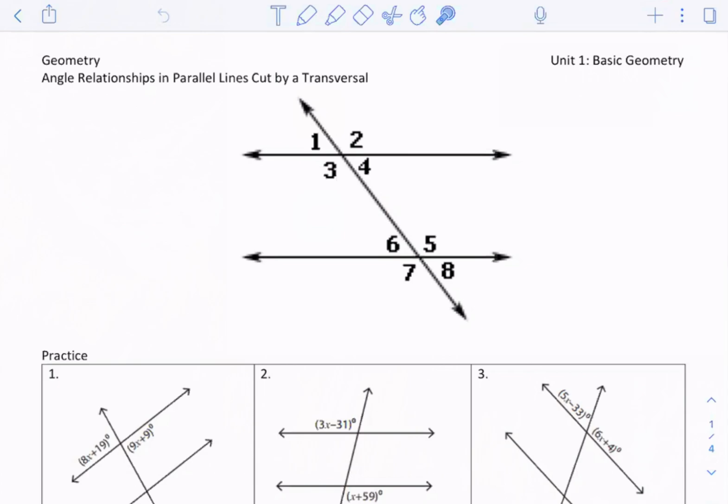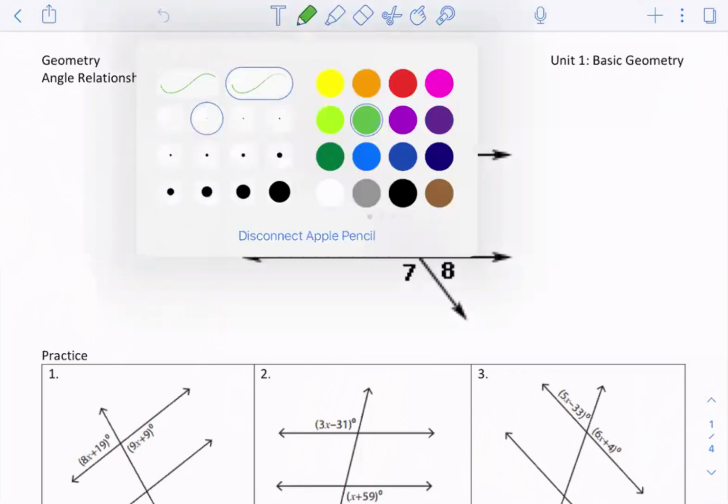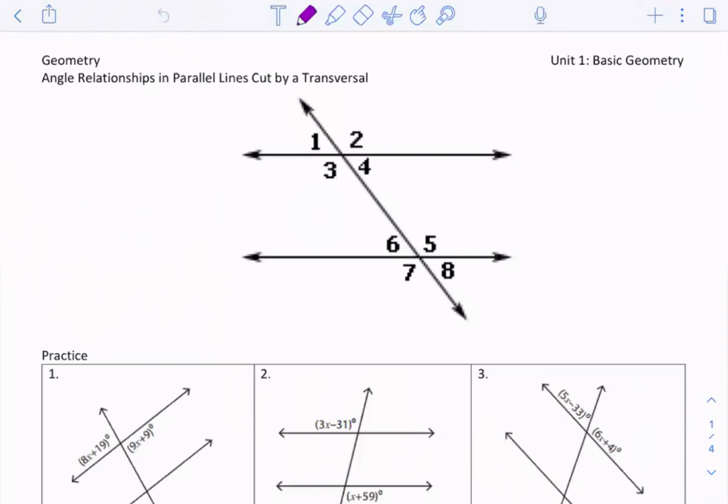Today, our goal is to discuss the angle relationships that you have in parallel lines cut by a transversal. There are about 5 different names of relationships in parallel lines cut by a transversal, but I'm going to focus on 2 main ones. First of all, I want to make sure you understand what I'm saying. I'm using a lot of vocabulary words here.